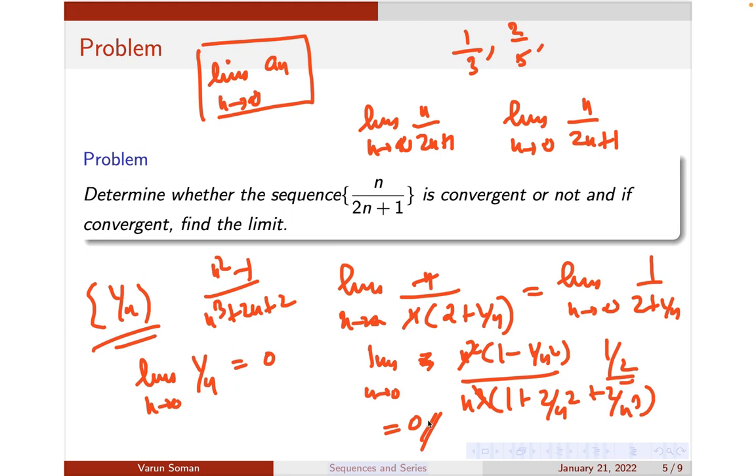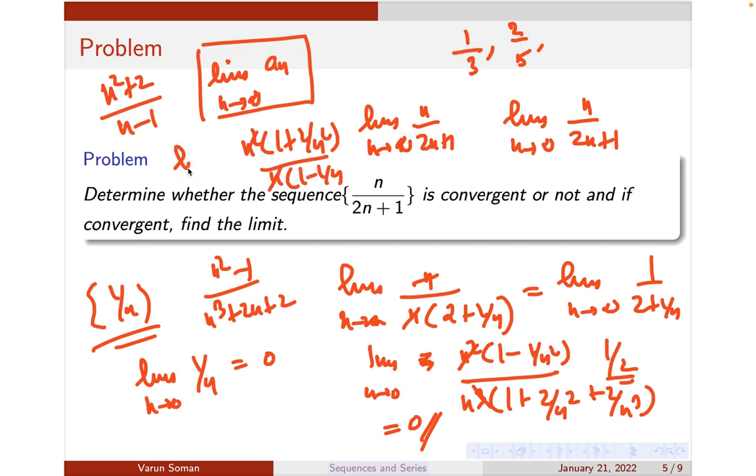Or in other words, suppose your sequence is (n square plus 2) by (n minus 1). What will be the limit of the sequence? You take the maximum power of n outside, so it will be simply n square into (1 plus 2 by n square) divided by n into (1 minus 1 by n). So one n gets cancelled out.